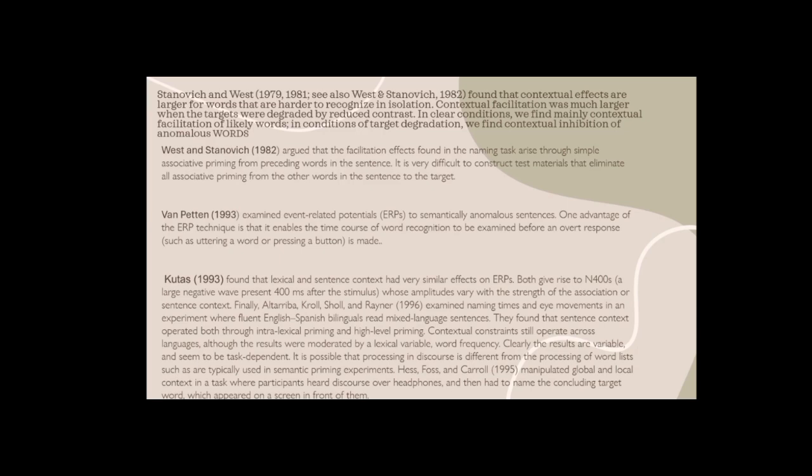Examples are children, who of course are less skilled at reading words in isolation than adults, and also display more contextual inhibition. Next, West and Stanovich, 1982, argue that the facilitation effects found in the naming task arise through simple associative priming from preceding words in the sentence. It is very difficult to construct test materials that eliminate all associative priming from the other words in the sentence to the target.